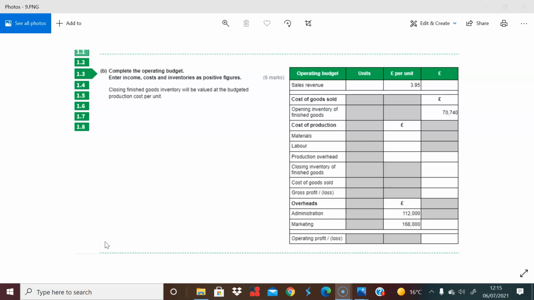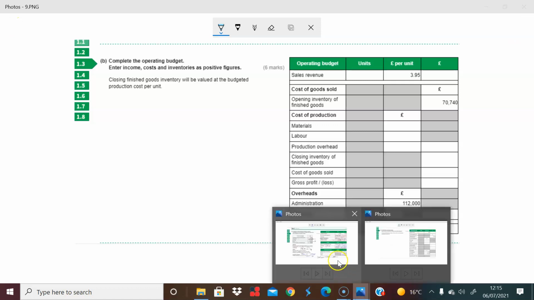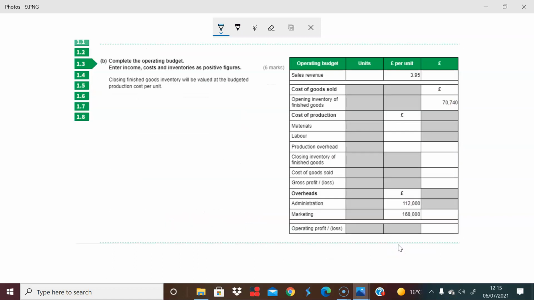Like I said, this operating budget, we see a lot of this as well in the exam kit. So I'm going to be toggling between the two, because you see here we do a lot of the work here. We remember in the question they tell us that we are selling 340,000 items. So I'm going to come over here and place that here.